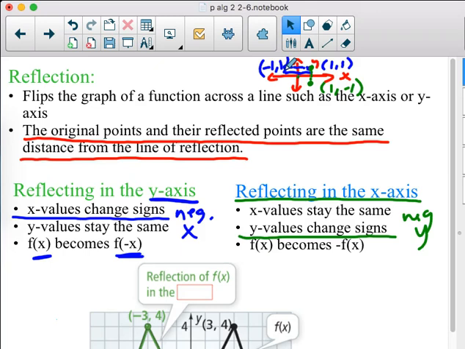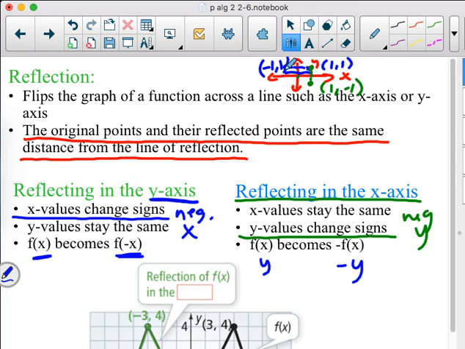Now notice down here that it says f of x becomes negative f of x. Y, remember, is what f of x stands for. The output, just fancy function notation, becomes negative y. So to reflect in the x-axis, the y becomes negative. Now go back and look at this one. That's not the whole thing being negative, that's just the x being negative. So reflect in the y-axis, x becomes negative. Reflect in the x-axis, y becomes negative.